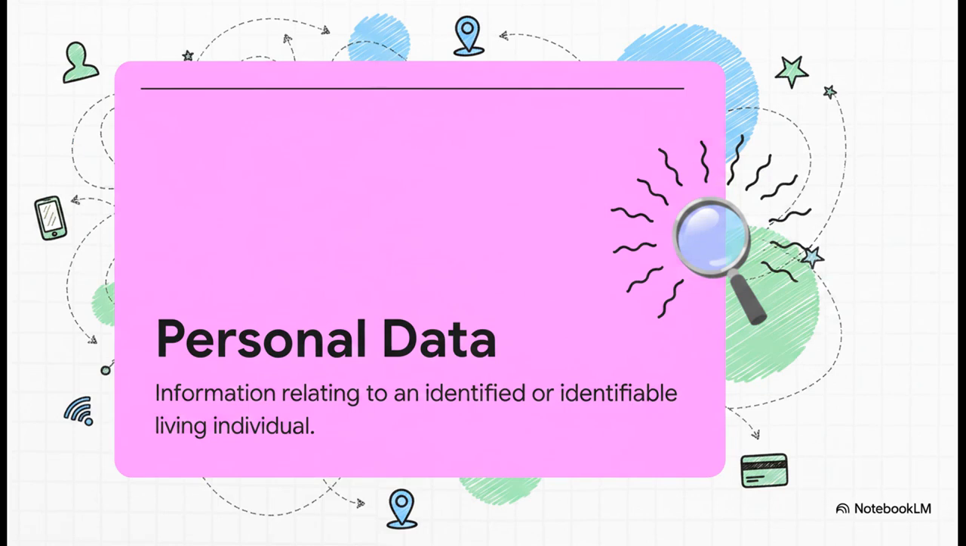Finally, personal data. This kind of acts as a catch-all for any information relating to an identified or identifiable living individual. And you really have to keep in mind the mosaic effect of data here. Even if single data points don't identify someone on their own, if various pieces of collected information can be aggregated to lead to the identification of a particular person, that entirely constitutes personal data under the standard.